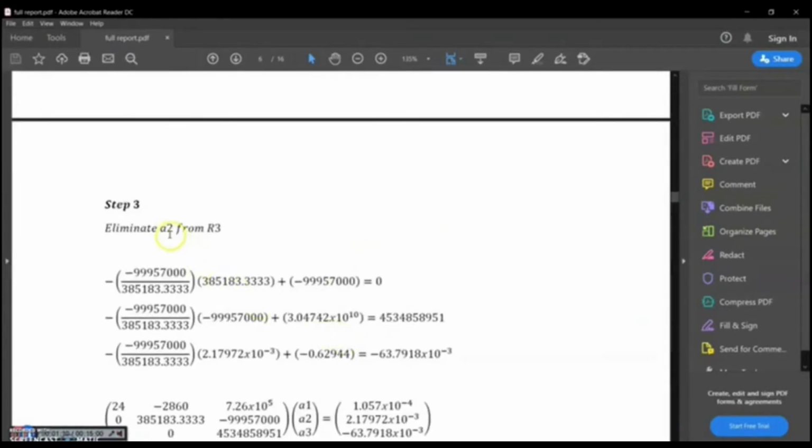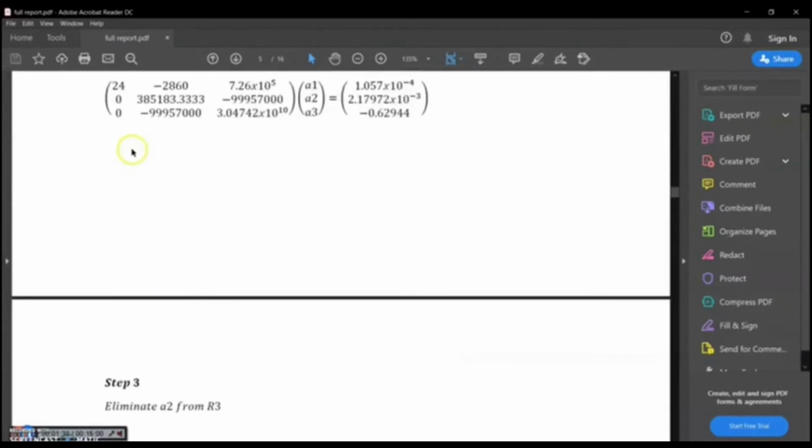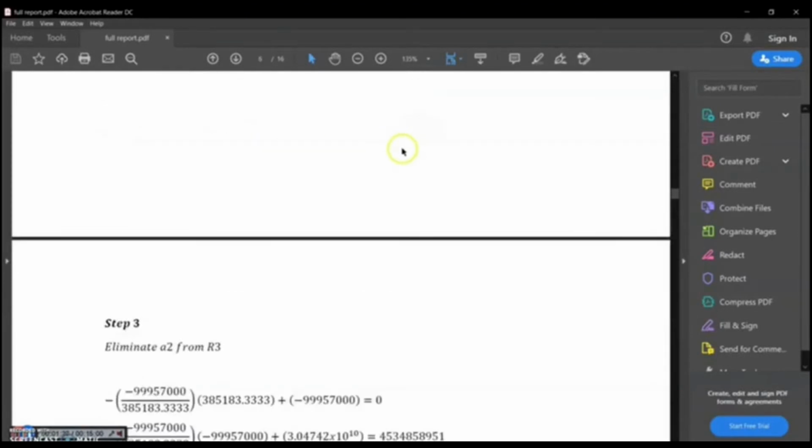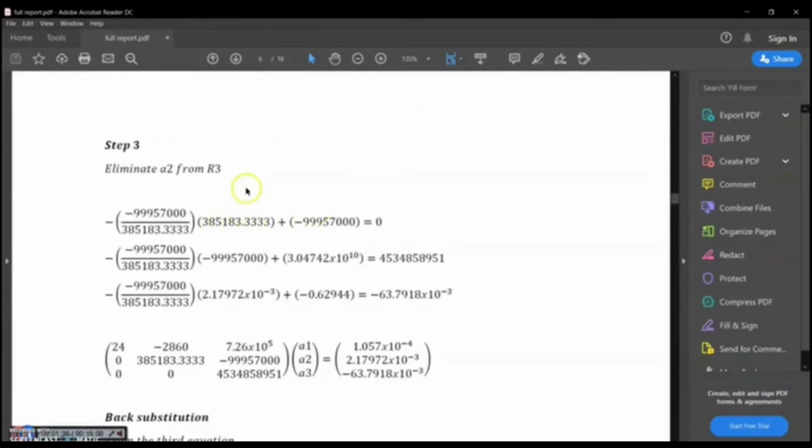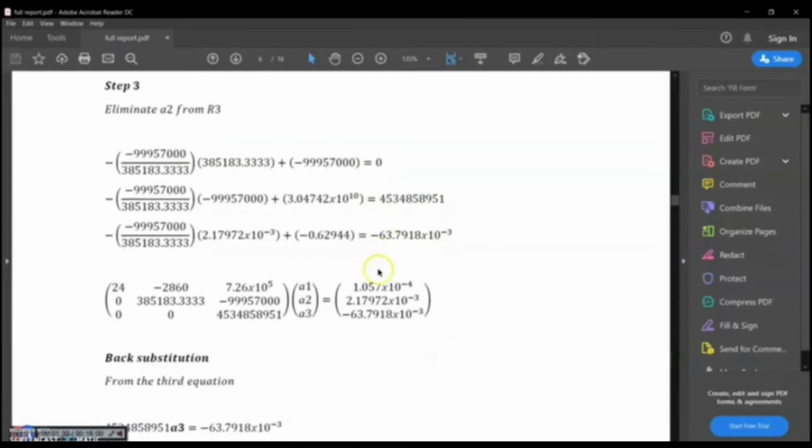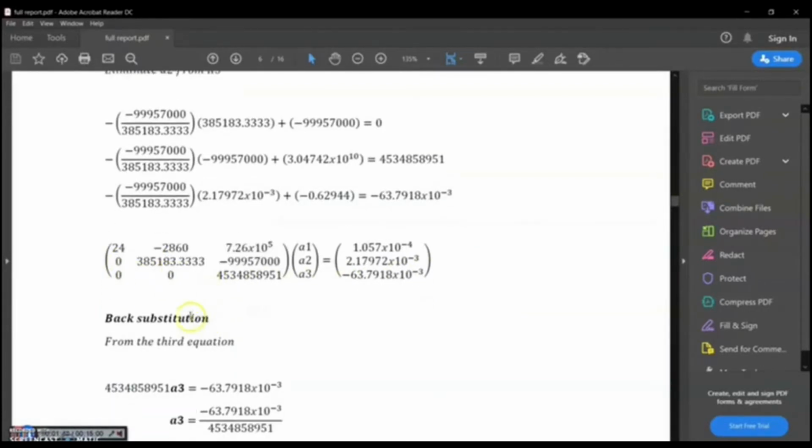For step 3, we need to eliminate A2 from row 3. We substitute into the formula and get the answer, and we substitute back into the new equation. Okay, as we can see, when we get all these zeros, we can do back substitution.